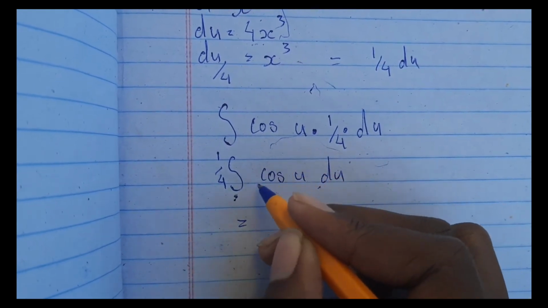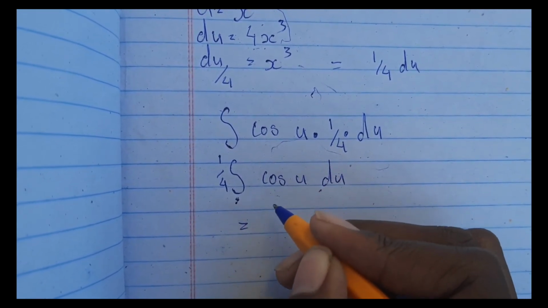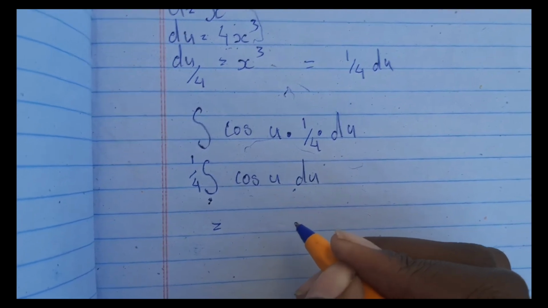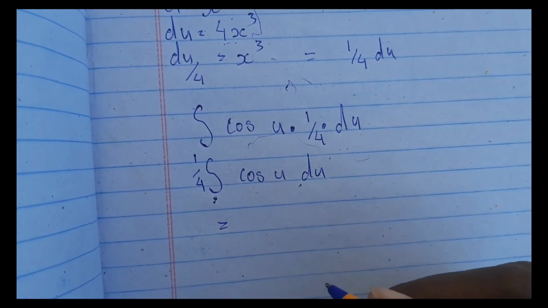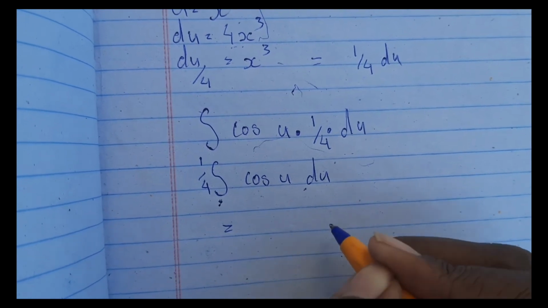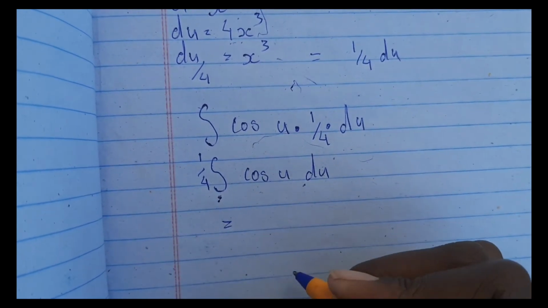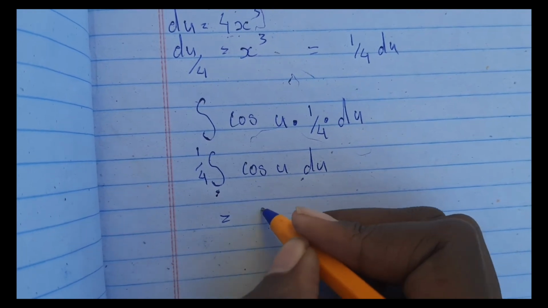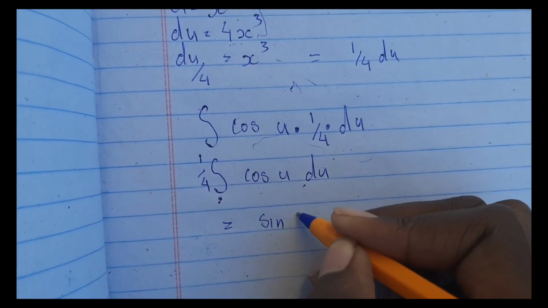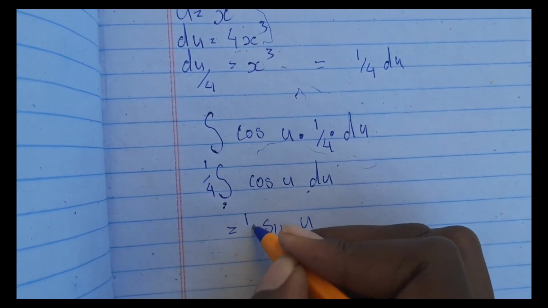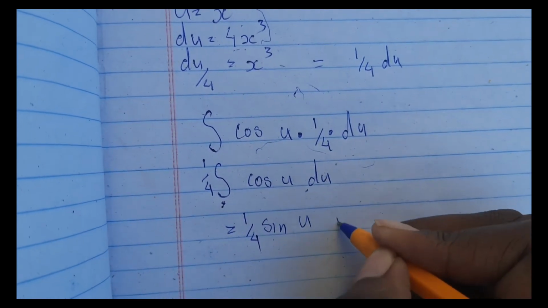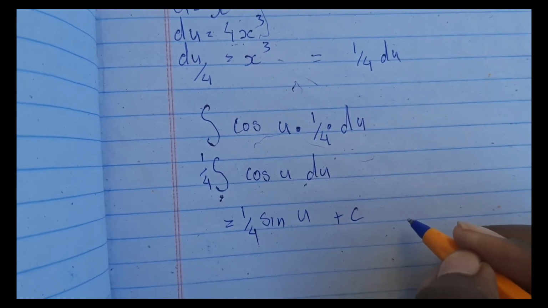So what is the integration? When you integrate cos, it gives you sine. I feel like this is extremely important to remember. When you integrate, cos gives you sine, but when you differentiate, cos gives you negative sine. So the integration of cos u is sine u, and then we still have the 1 over 4, plus c, because this is an indefinite integral.